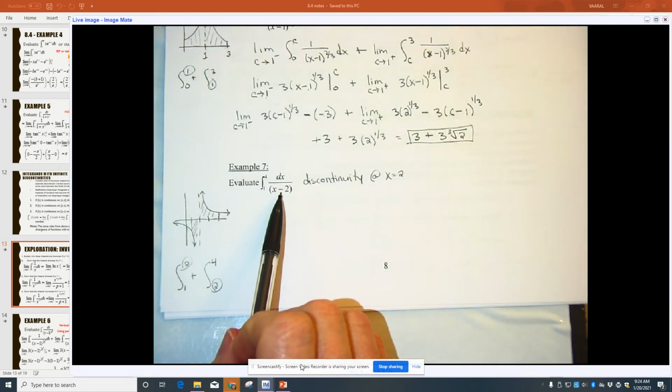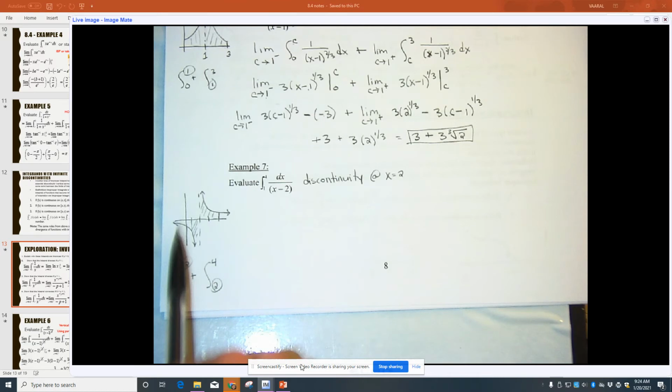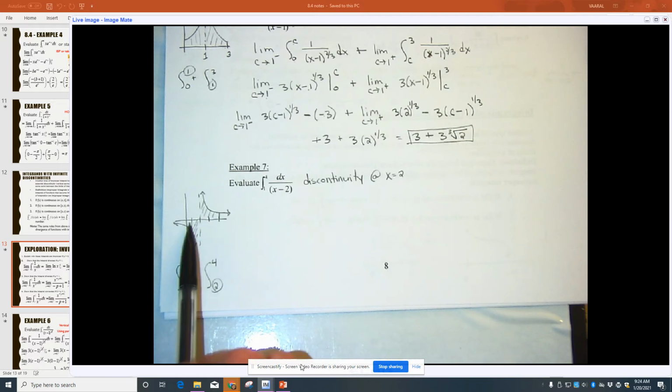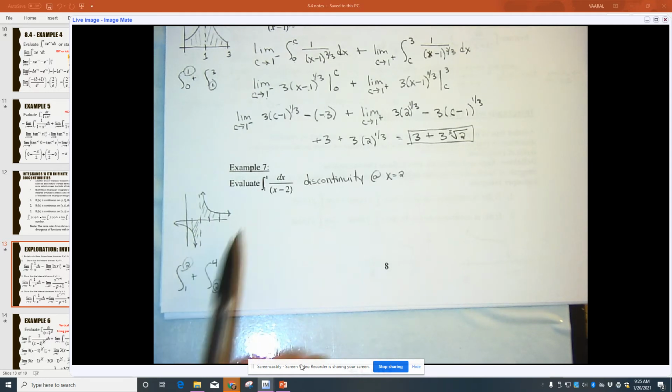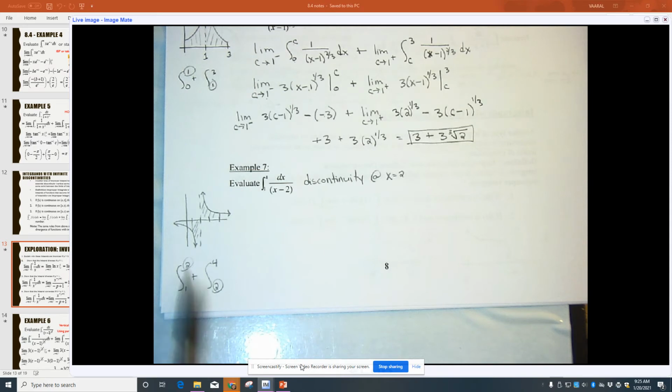Okay, next one is similar. We have a discontinuity at 2. So this is what I'm doing. I'm taking the area between the curve and the x-axis from 1 to 4. Well, here's my area starting at 1 to my discontinuity. And here's from my discontinuity to 4. So again, I got a break happening here at 2, and I'm undefined at 2. So this is where I'm going to put my c's in.